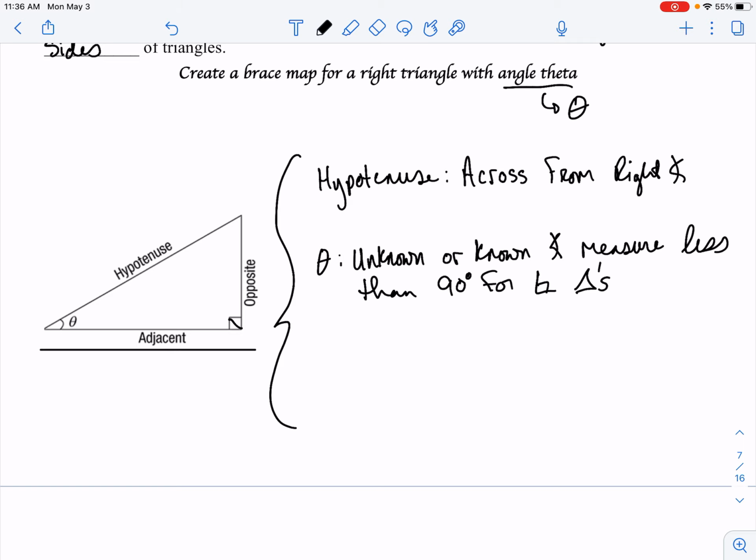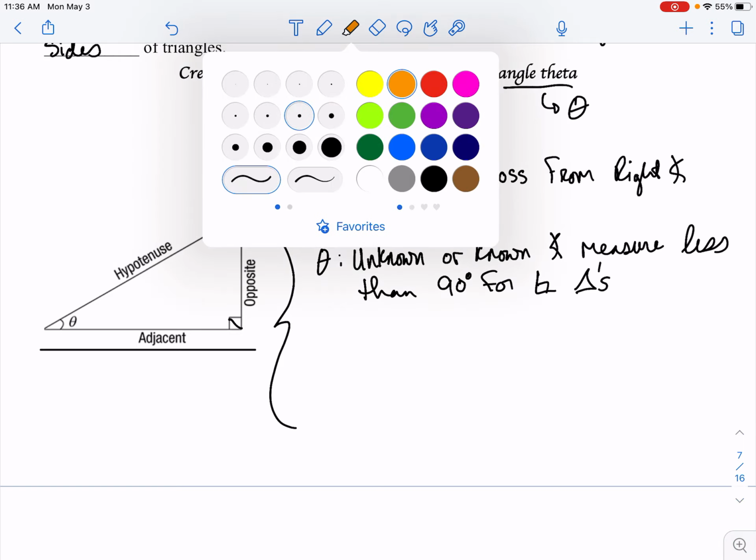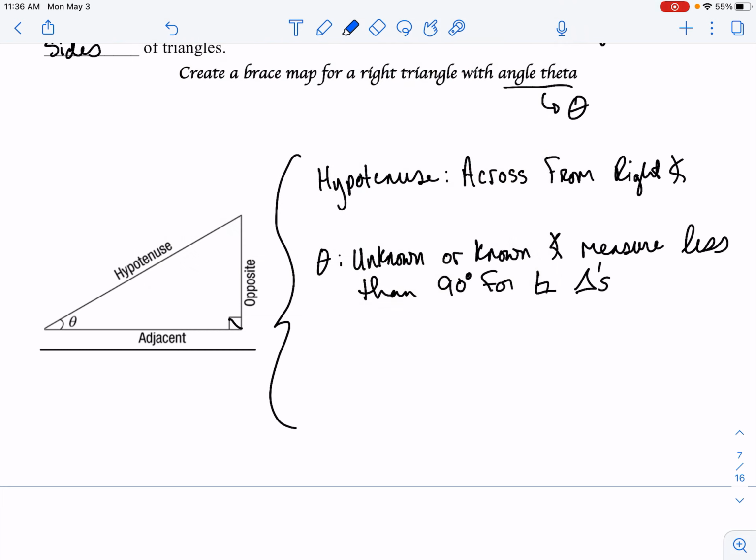Now, I think I've finally been able to figure out how to explain the remaining sides, the opposite side and the adjacent. I'm going to try and explain the adjacent first. Adjacent just means beside or next to. And what is it beside? It's beside theta.